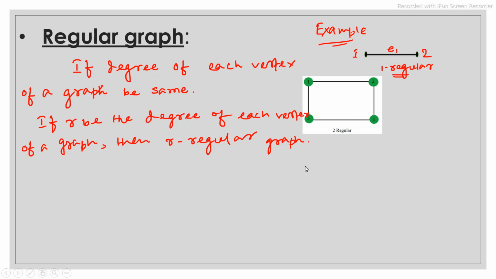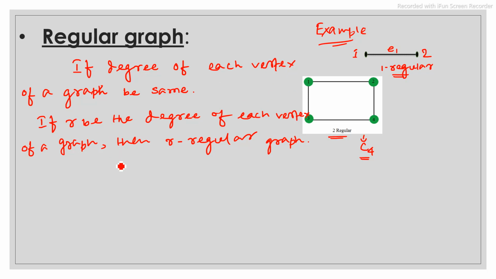Now, what is two regular graph? All the cyclic graphs are two regular graphs. This graph is C4. See, the degree of vertex 1 is 2, vertex 2 is 2, vertex 4 is 2, vertex 3 is 2. All the vertices have the same degree, which is 2. That's why this graph is called two regular graph. All the cyclic graphs are two regular.